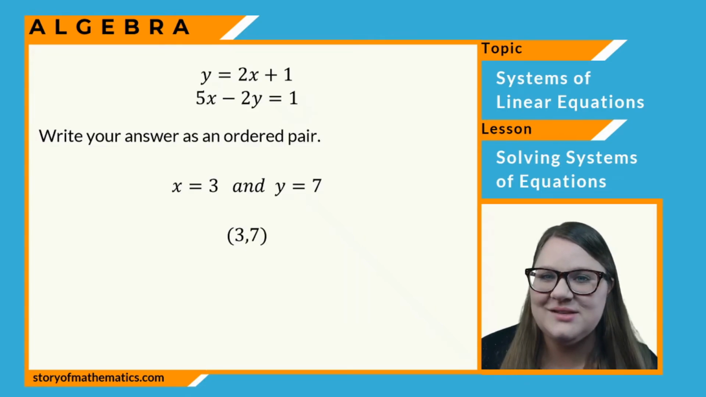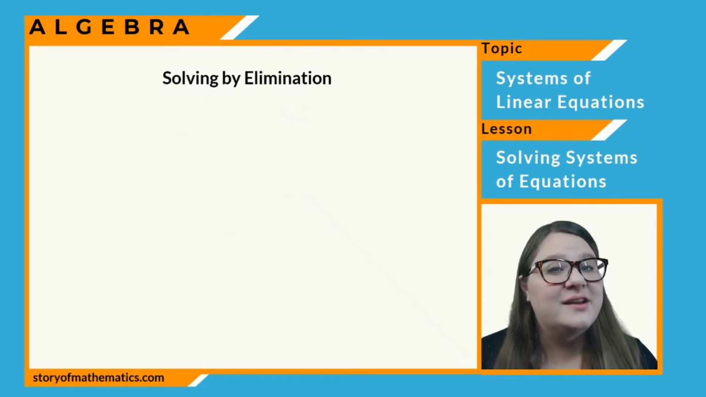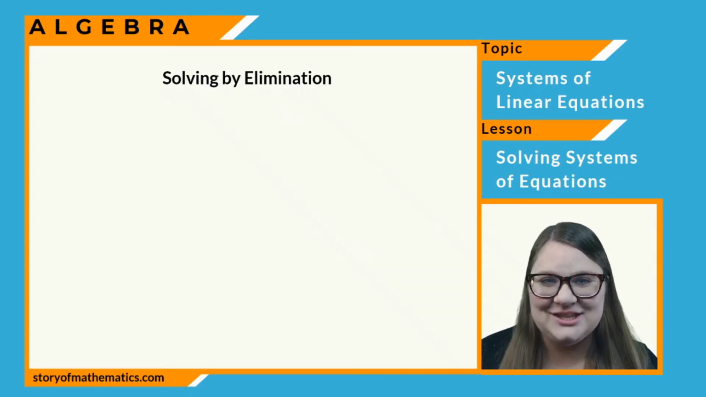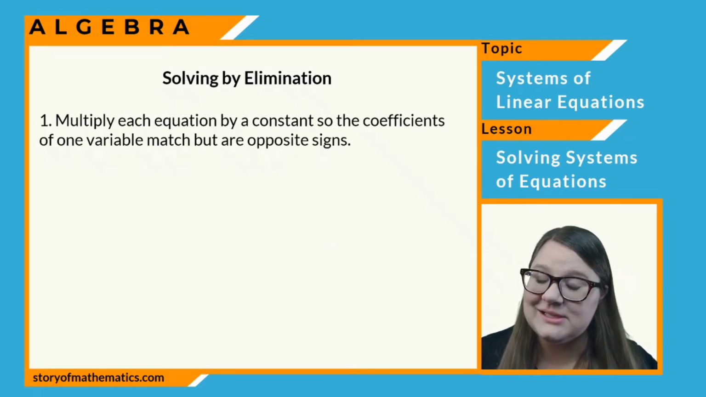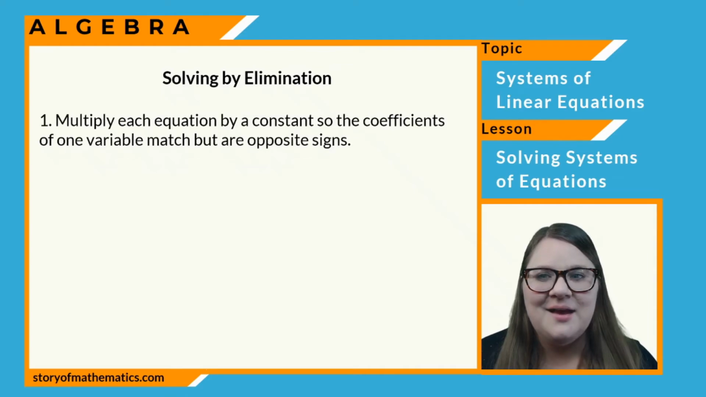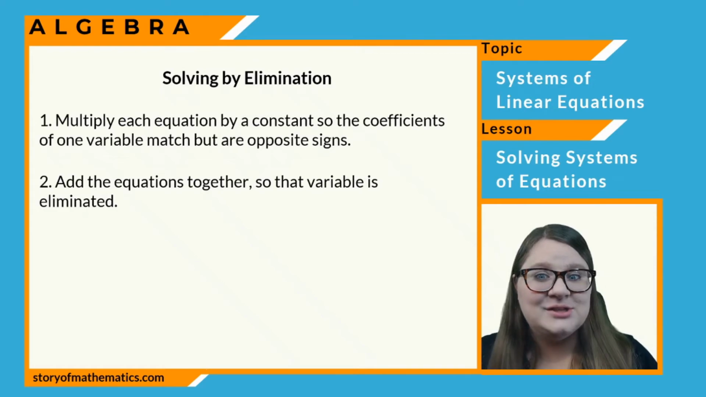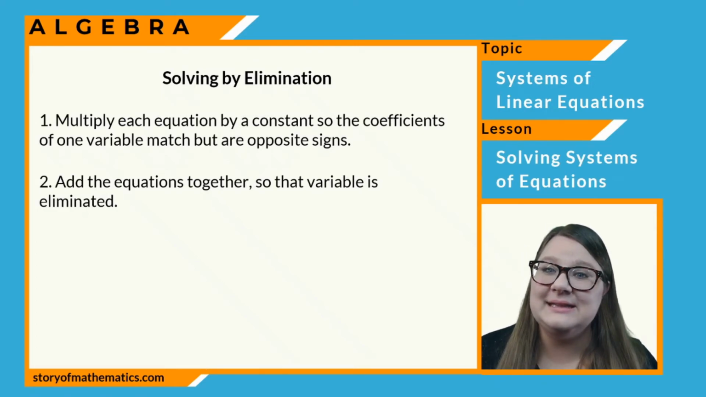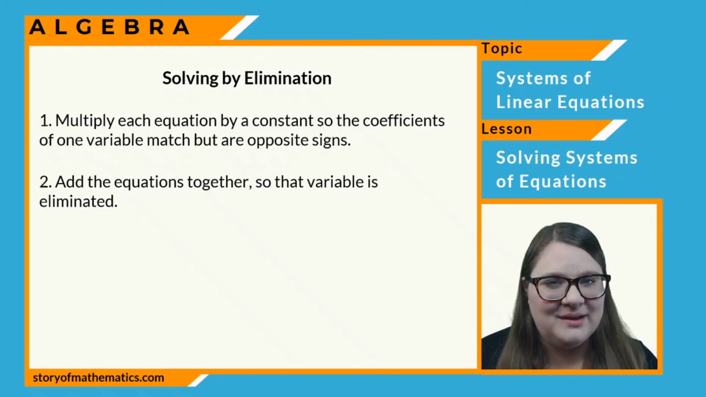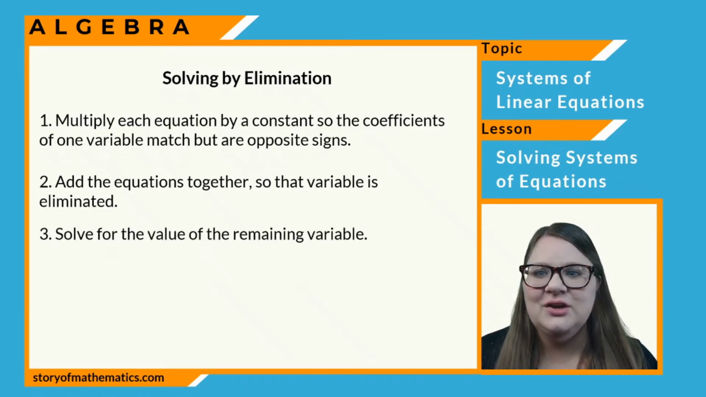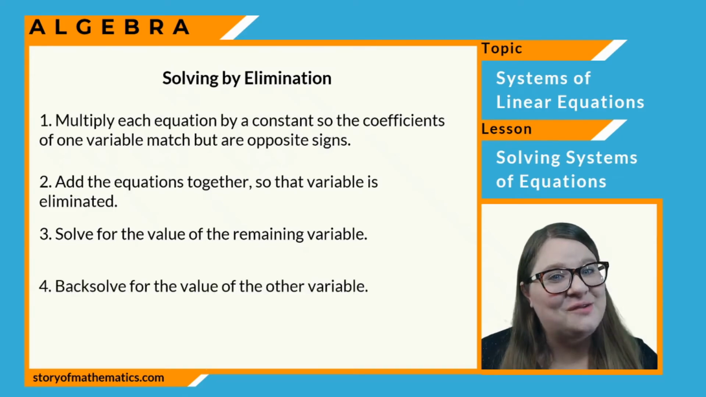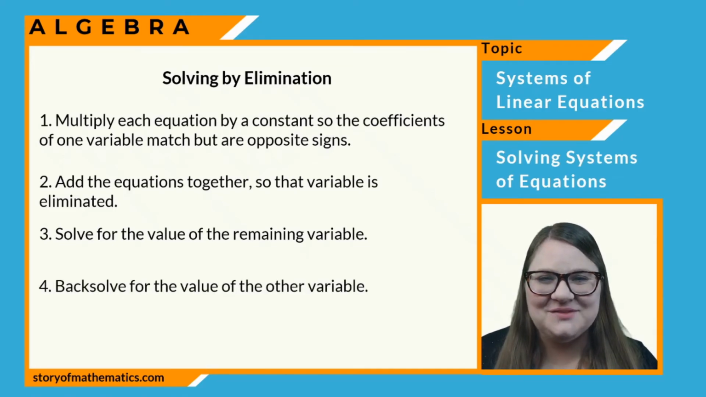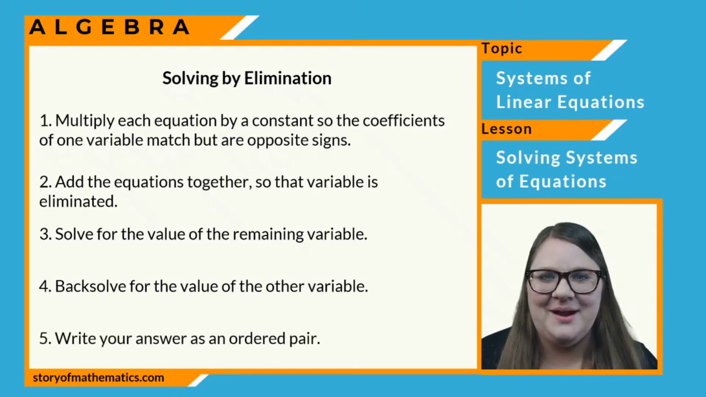Now that's not the only way to solve a system of equations though. Another option is solving by elimination. To solve by elimination, you're going to multiply each equation by a constant so that the coefficients of one of the variables match, but they'll have opposite signs. That way, you can add the equations together and the variable is eliminated. That only leaves you with one variable in the resulting equation, so you can solve for the value of that remaining variable. Then you can back solve like we did in the last version for the first value and write our answer as an ordered pair.